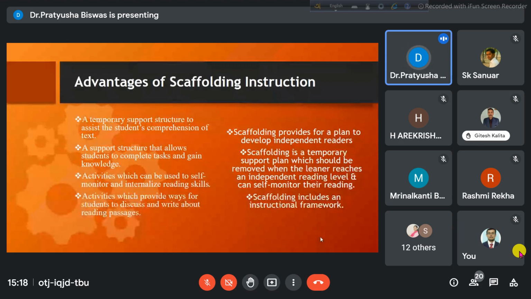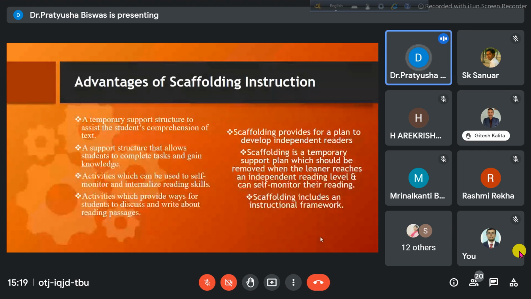Activities which provide ways for students to discuss and write about reading passages. Like I told you, scaffolding focuses on two aspects broadly, the reading aptitude and the writing skills. So if we can properly use scaffolding, there should be activities which provide ways for students to discuss and write about passages. They should be able to write book reviews. They should be able to speak vocally on the views of the books that they have read. And this will make them coherent in their thoughts, and they would be able to structure their sequence of thoughts in a very appropriate manner.